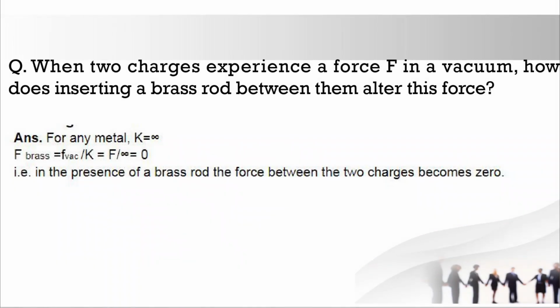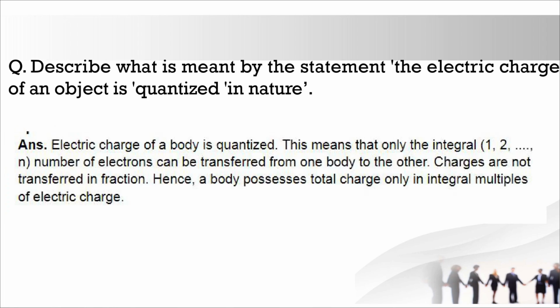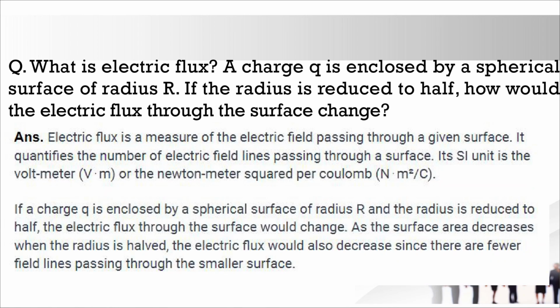First question, when two charges experience a force F in vacuum, how does inserting a brass rod between them alter this force? Next question, describe what is meant by the statement, the electric charge of an object is quantized in nature. Next, what is electric flux? A charge Q is enclosed by a spherical surface of radius r. If the radius is reduced to half, how would the electric flux through the surface change?